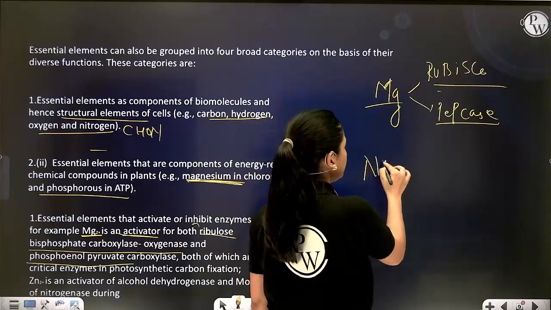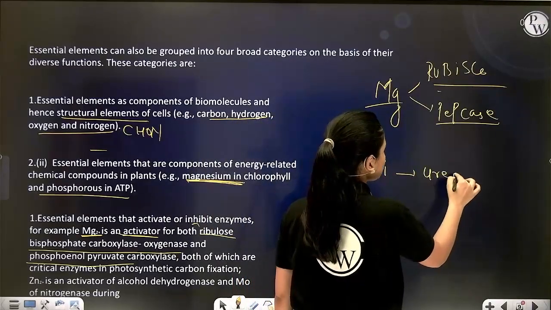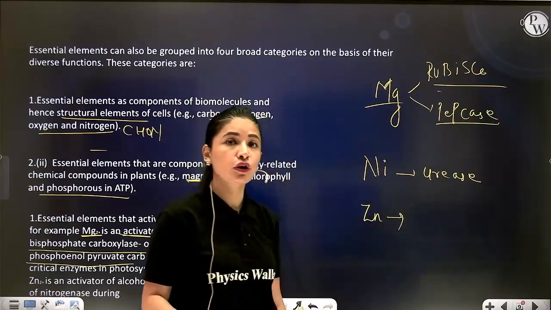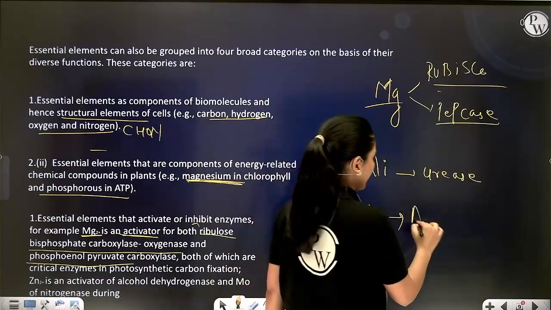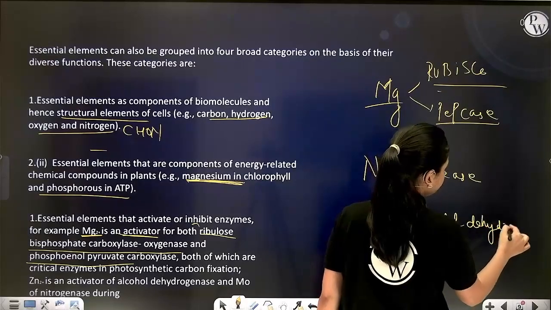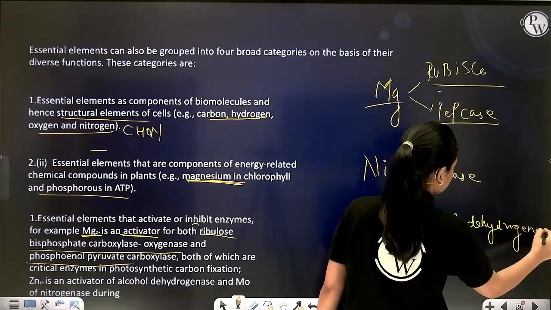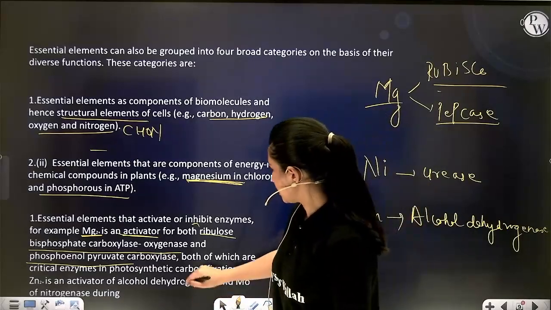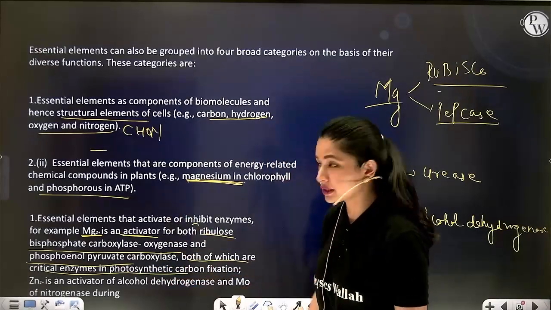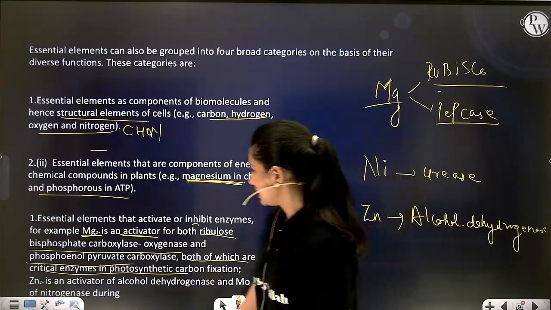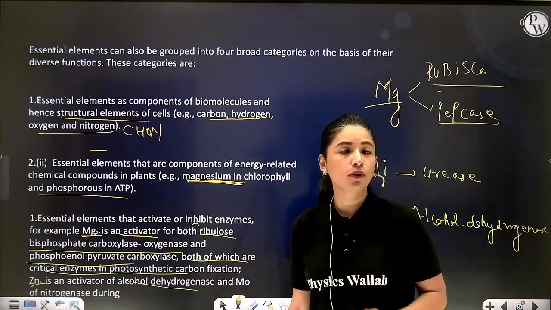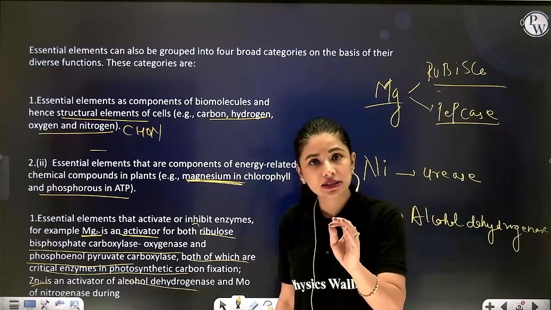Apart from this, there are so many elements, like nickel. Nickel activates the urease enzyme. Zinc, which is responsible for the synthesis of auxin, also helps in activation of enzymes like alcohol dehydrogenase. Yes or no? Just see this. So both of which are critical enzymes in photosynthesis, that is written for magnesium. Now next, zinc is an activator of alcohol dehydrogenase. It also plays an important role in the synthesis of auxin.